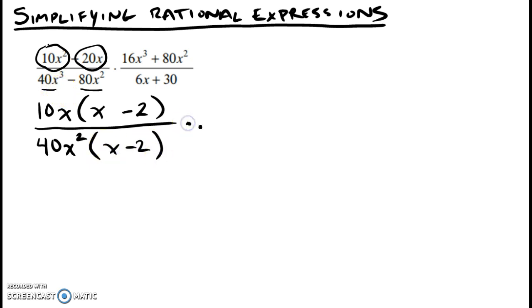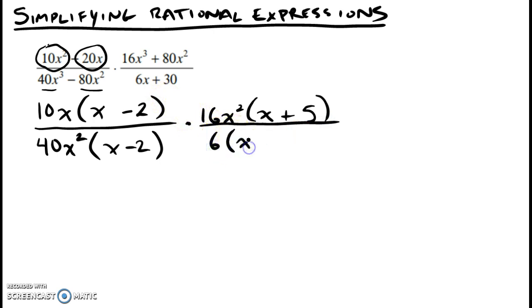And we're going to multiply that by, or you can write it all over one line if you'd like, but let's just keep the fractions separate for now. And 16 and 80, we can take out 2 x's from each. So we're going to take out a 16x squared, and we wind up with x plus 5. And on the bottom, we can take out a 6, and we're left with x plus 5.